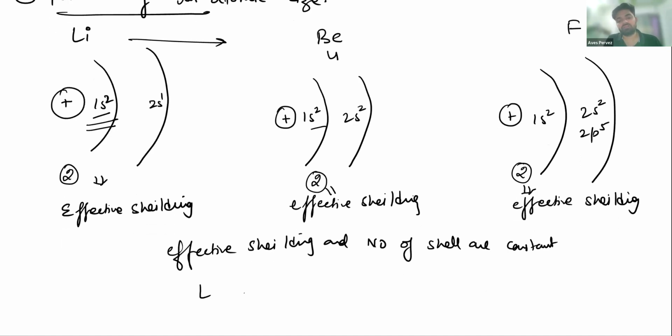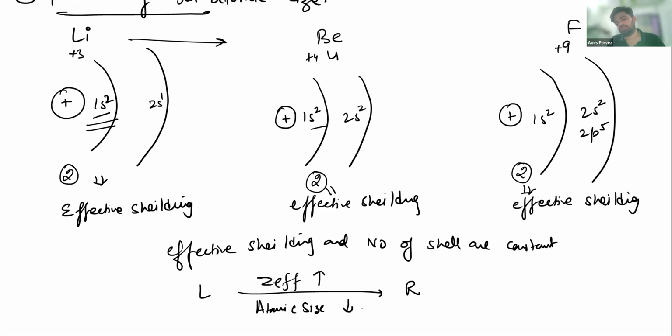Now as we move from left to right along the period, what is increasing? The Z effective is increasing, meaning the nuclear charge is increasing, because it has 3 protons, then 4 protons, then 9 protons. So the effective nuclear charge is increasing. If Z effective increases, then the atomic size decreases. Got it? You understood? Yes, sir.